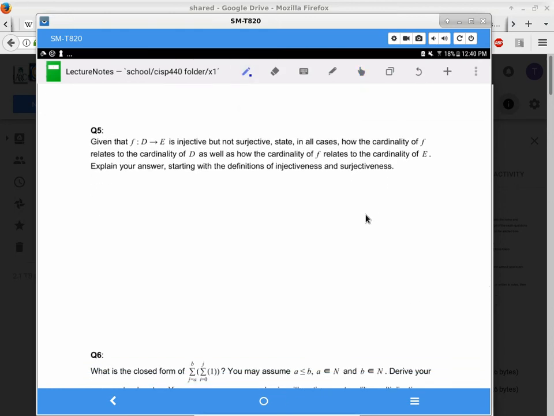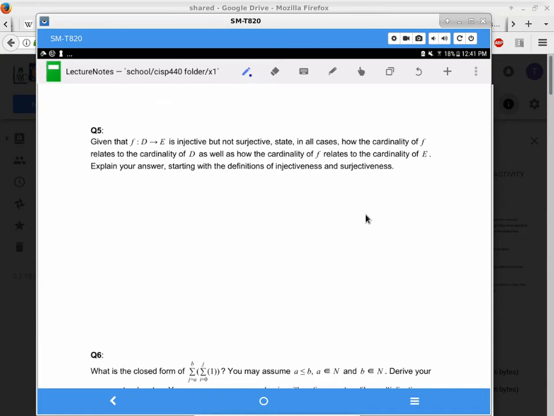Okay, so question number 5 is asking, given that f is a function, it maps domain D to codomain E, and this time we know it is injective but not surjective. State in all cases how the cardinality of f relates to the cardinality of D, as well as how the cardinality of f relates to the cardinality of E. Explain your answer, starting with the definitions of injectiveness and surjectiveness.